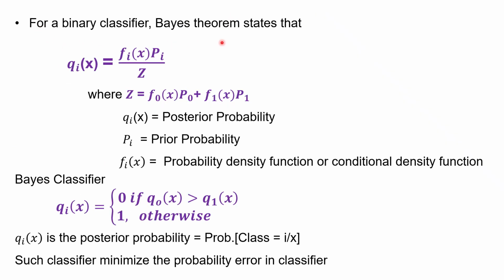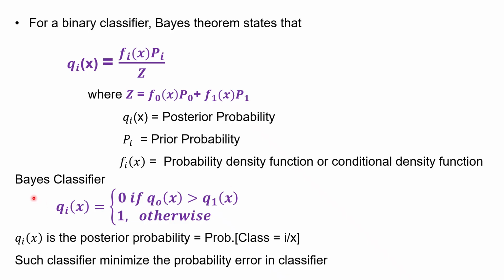For a binary classifier, Bayes' theorem states that Qi(x) is equal to Fi(x) into Pi divided by Z, where Z is represented by F0(x) into P0 plus F1(x) into P1. Z is nothing but the likelihood probability function. Qi(x) is the posterior probability, Pi is the prior probability, Fi(x) is the probability density function or conditional density function. For a binary classifier, there are only two classes, 0 and 1.